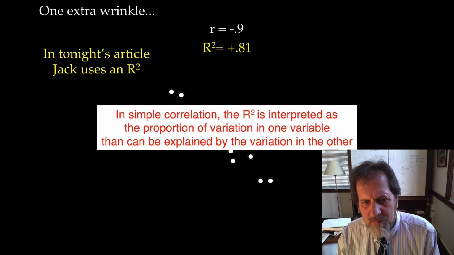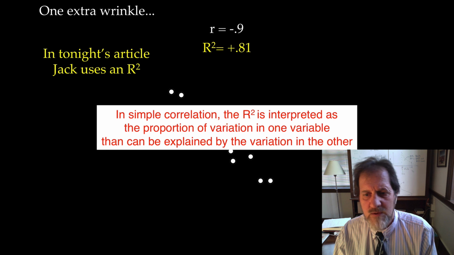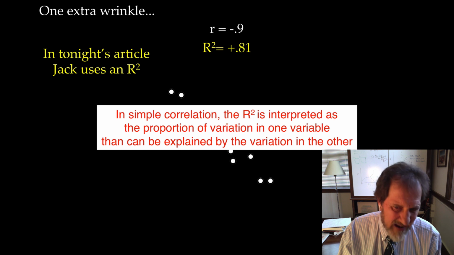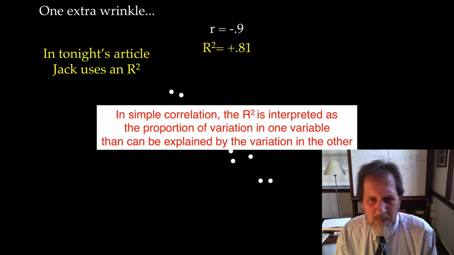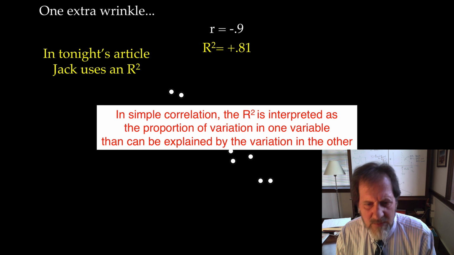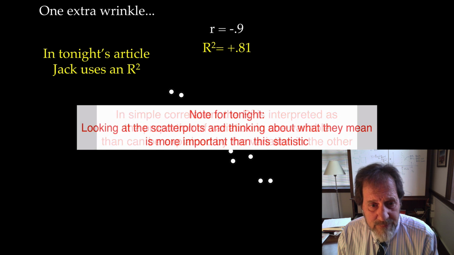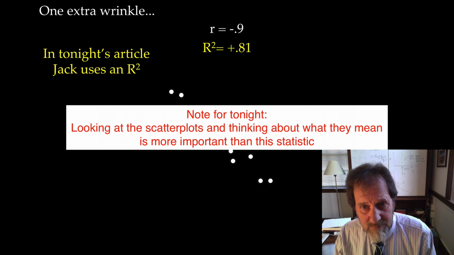And in simple correlation, the R squared is interpreted as the proportion of variation in one variable that can be explained by the other. So in other words, an R squared of 0.81 means 81% of the variation in one variable is explained by the variation in another. And that brings me back to my most important point for tonight. Looking at the scatter plots and thinking about what they mean is more important than the statistic. Anyway, I hope this helps.